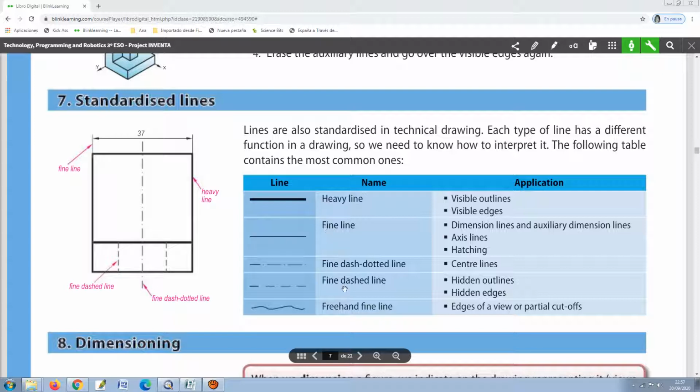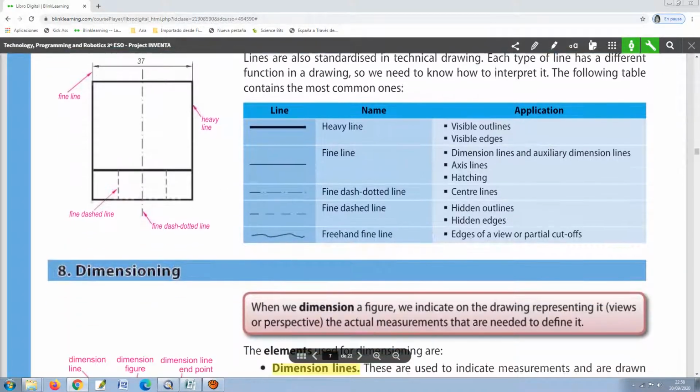We also use, for example, fine dash lines to show hidden lines that we cannot see. They are there, and you have to imagine that the shape is transparent and you see them like this. Finally, we have fine dash dotted lines, which are the ones that we use for center lines when the shape is symmetrical. But now we're going to focus on dimensions.